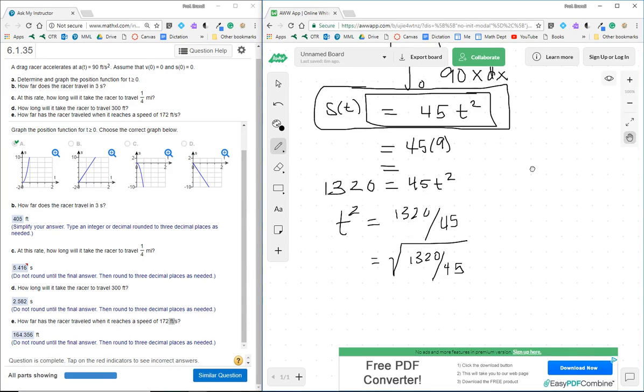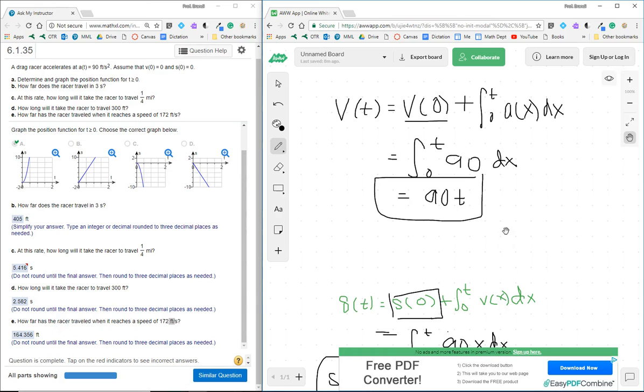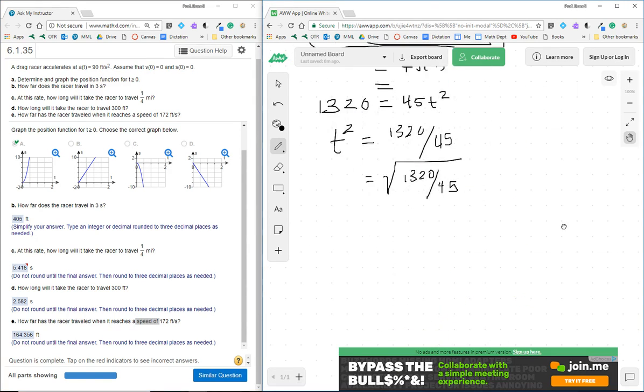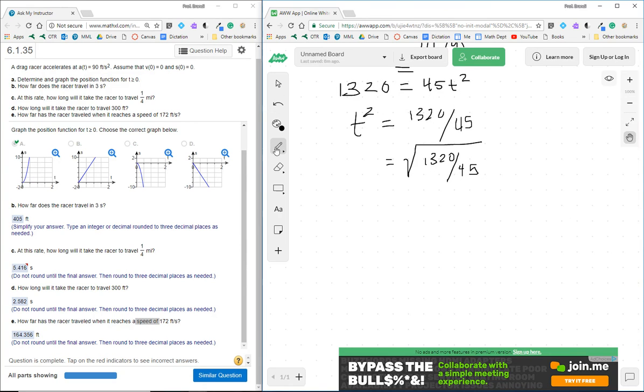So if I go back up, I can see that there is a velocity function. That will give me speed, and that takes a time, but I can solve for this time. So the speed can be v, and then I would just solve for t. So let's try that. Move back down here. So the speed would be v. So 172 is equal to 90t. And I just need to solve for t. So t is equal to 172 divided by 90.